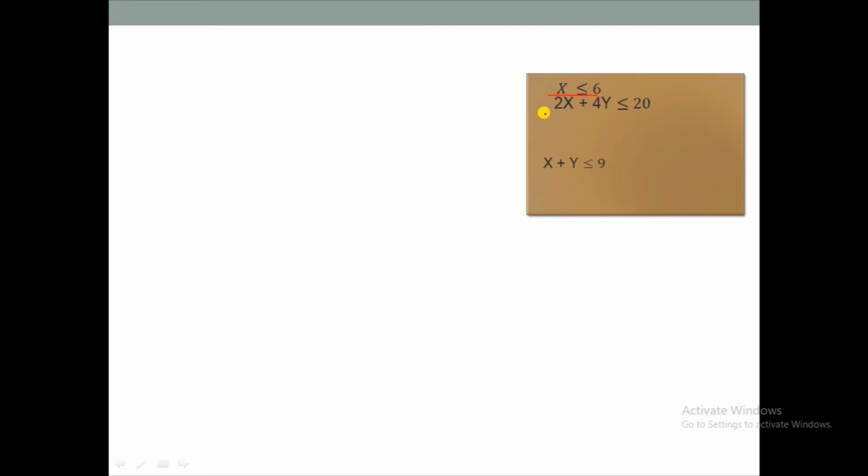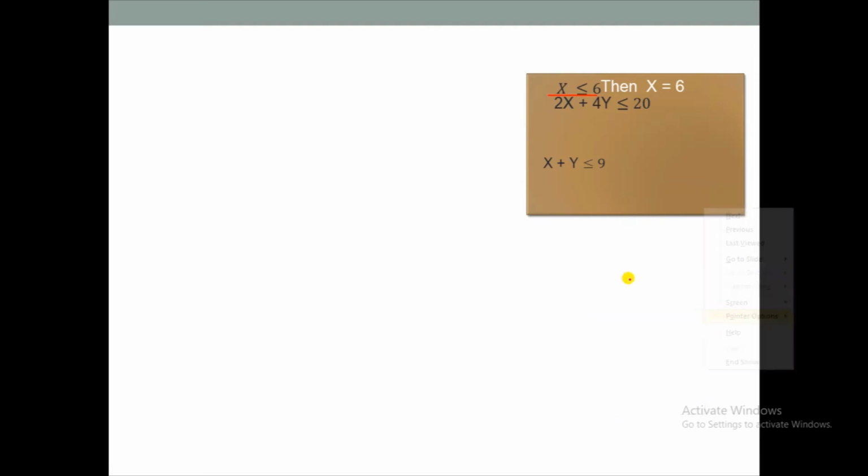The first constraint is that X is less than or equal to 6. The procedure to convert the inequality into an equality is to make it an equation and compare it to 0. So once we make it an equation, the first one will become X equal to 6, because it is a single variable constraint. It is simple, so it will simply become X equal to 6. There is no question of Y.